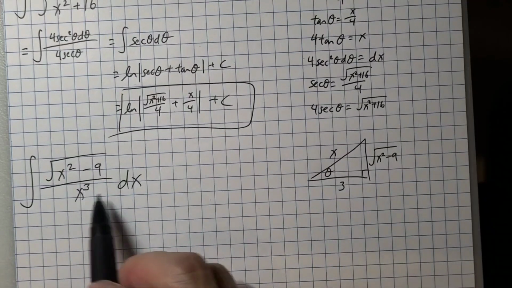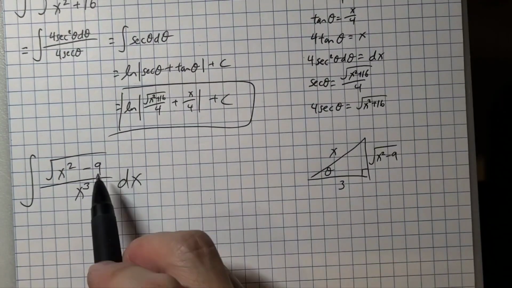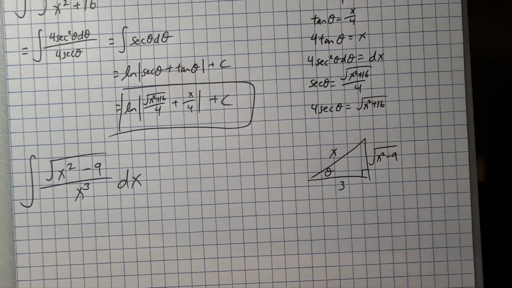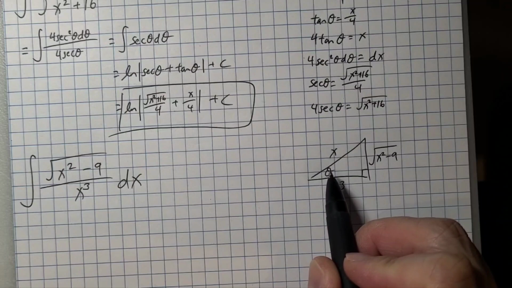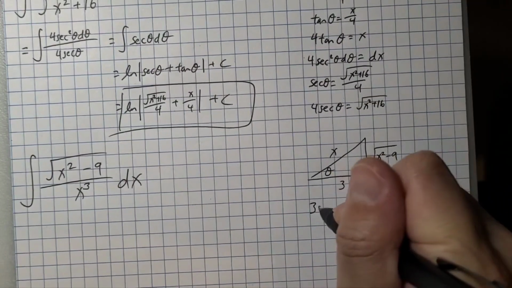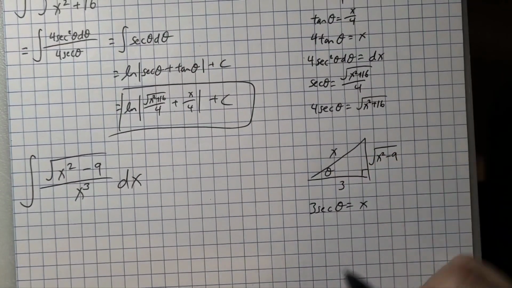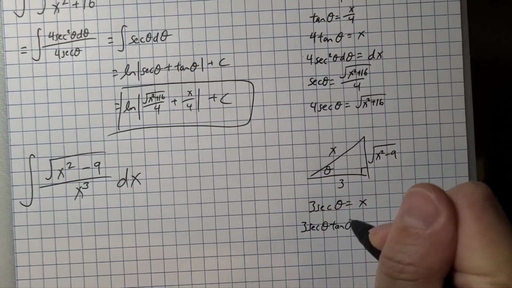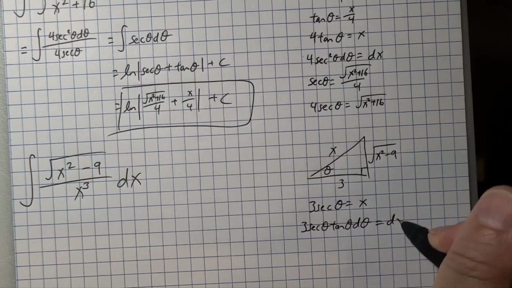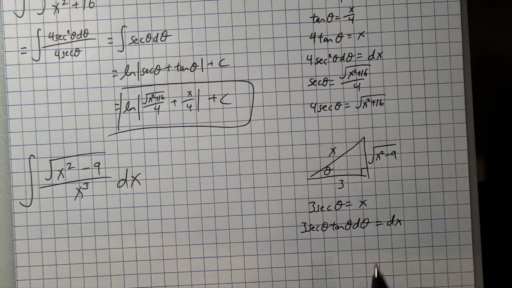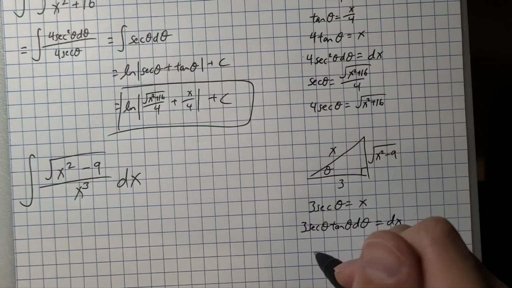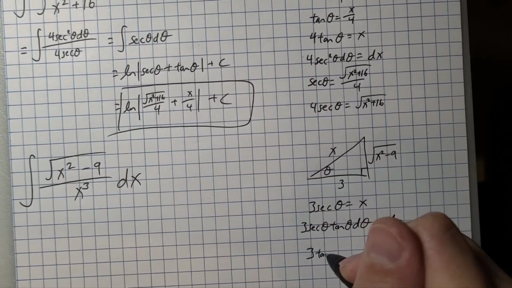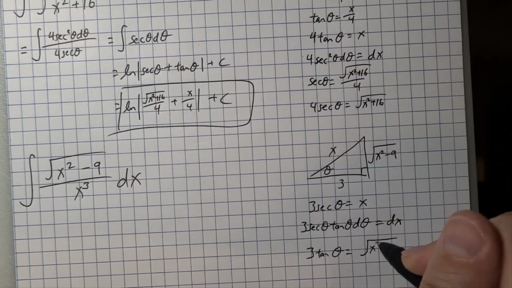So how do we get everything in this integrand in terms of theta? We need an x, to get x cubed, we need dx, and then we need the square root term. So how do we get x from here? Secant theta is x over 3, so 3 secant theta is x. 3 secant theta tangent theta d theta is dx. And then we need the square root term. What is that? Tangent theta is the square root term over 3, so 3 tangent theta is the square root term.